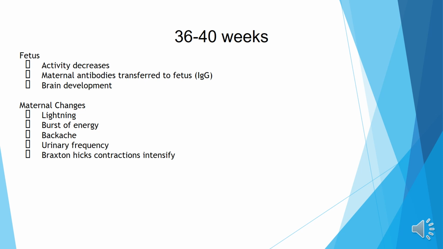So maternal changes: they might start to feel lightening, where the baby drops down into the pelvis. They can have that burst of energy, nesting. A backache is pretty common, but a backache is also one of the signs and symptoms of labor, so we would want to know if it was really coming and going, kind of like a contraction. Urinary frequency, again, because that baby's getting huge and putting pressure on the bladder. And then Braxton Hicks contractions intensify at this point because we are closer and that uterus is just practicing.